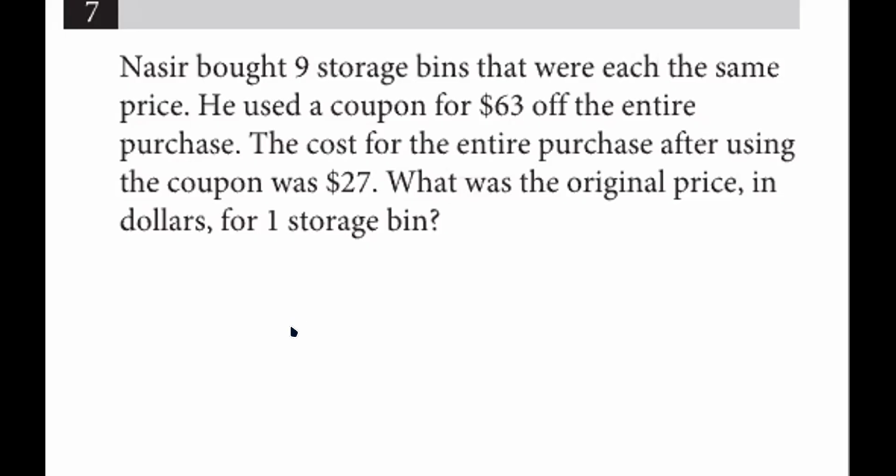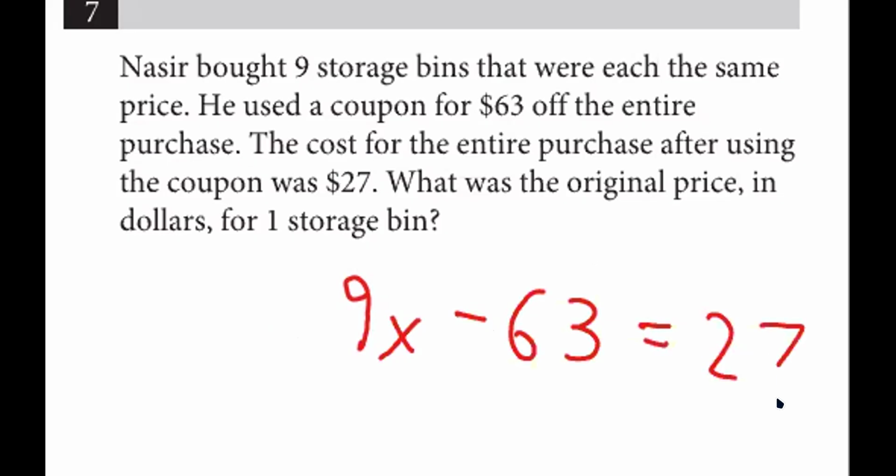Okay, so for question 7, we know that a person bought 9 storage bins that were the same price. So we have 9 times X, where X is the price of the storage bins. They used a coupon for $63 off the entire purchase, so we subtract $63 from the original price of the bins. The cost for the entire purchase after using the coupon was $27. So this equals 27. What is the original price in dollars for one storage bin?